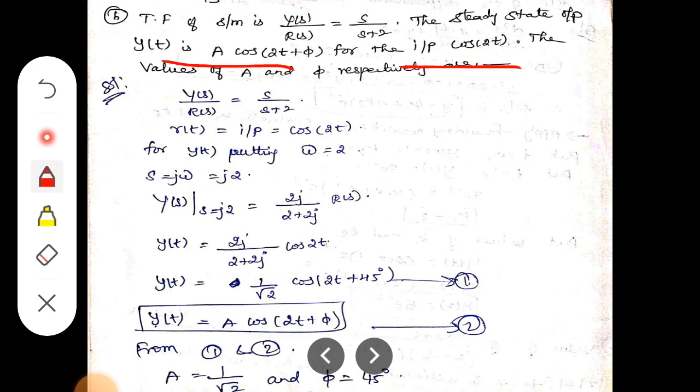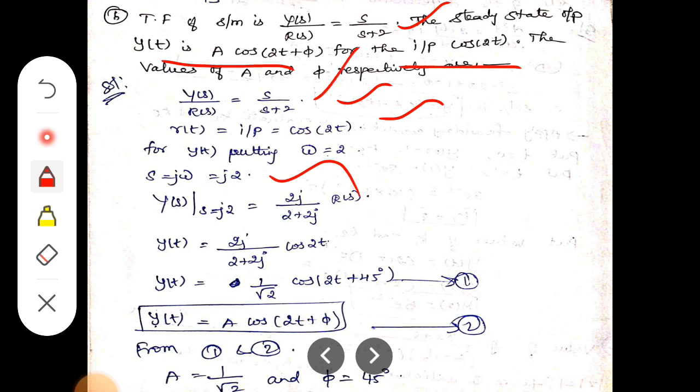Then we write the function. The given function is Y of s divided by R of s equal to s divided by s plus 2. The input is r of t equal to cos 2t. Then we substitute the value of omega. Comparing with cos 2t, omega is equal to 2. Then we substitute s equal to j omega, with omega equal to 2, so s equal to j2, in the above transfer function.